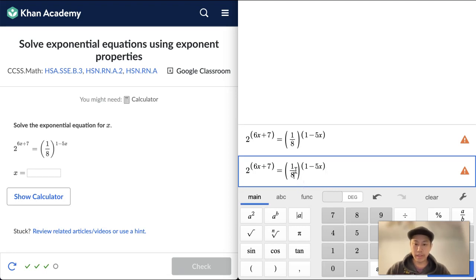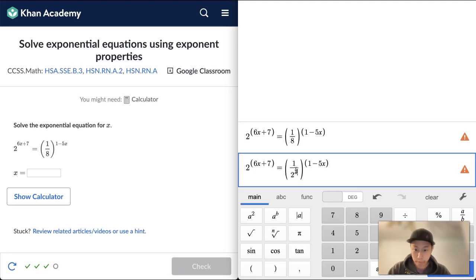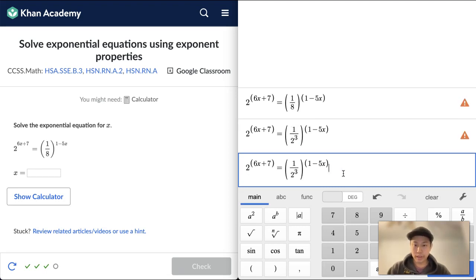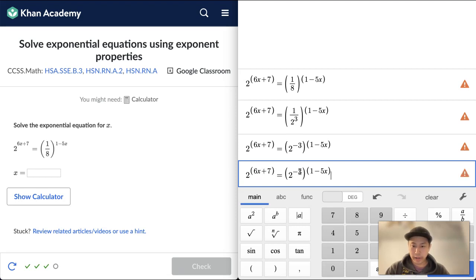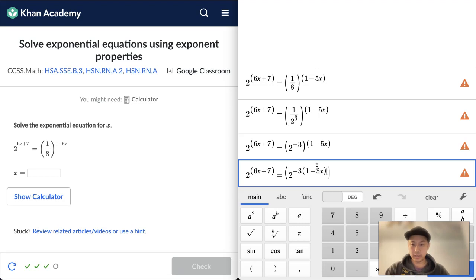So, 1/8 is the same thing as 1 over 2 to the power of 3, which is the same thing as saying 2 to the power of negative 3, like that, right? All exponent properties. 1 over 2 to the power of 3, same thing as 2 to the negative 3. Okay, so now bases are matching. Let me apply some extra exponent properties before we get rid of the base altogether. I can do a power to a power here, right? So again, you're multiplying. So this is going to be negative 3 times 1 minus 5x.